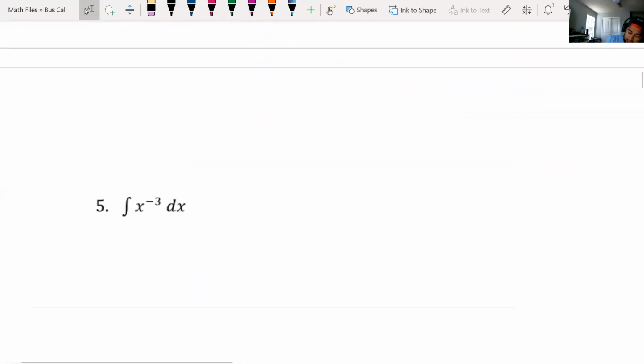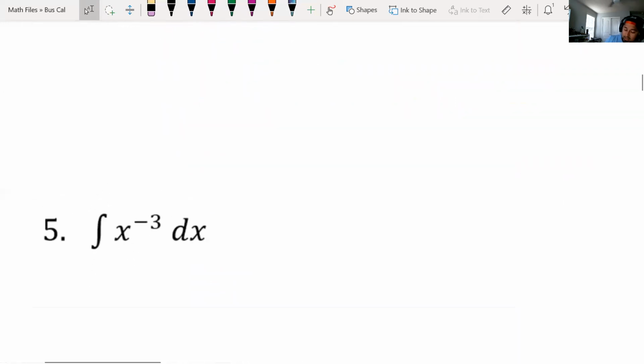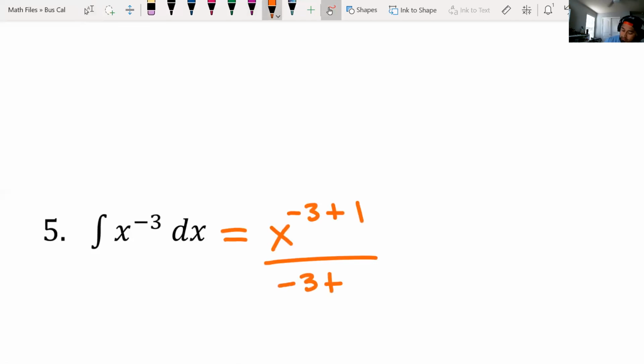Number 5. X to the negative 3. Once again, power rule. So you'll get x to the negative 3 plus 1 over negative 3 plus 1. This will give me x to the negative 2 over negative 2.